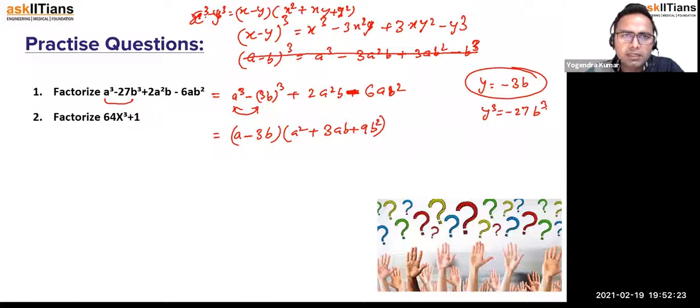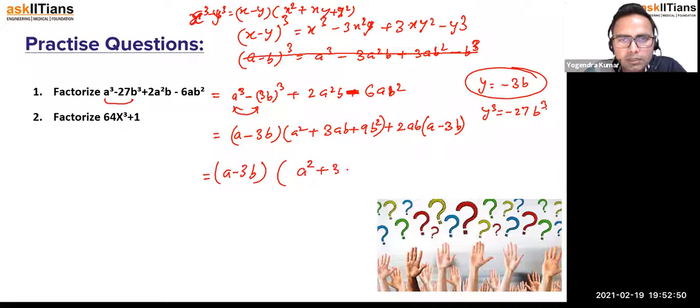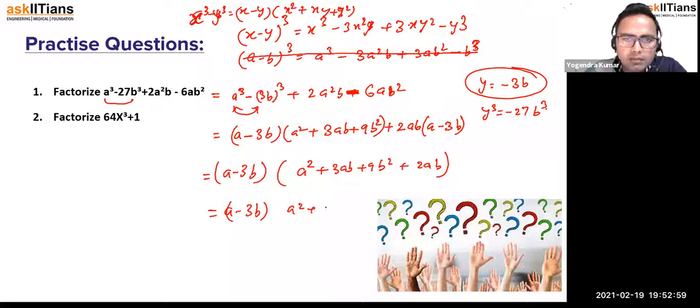I applied this identity, x cube minus y cube. What are the other terms we are left with? Let's see what we can take common here. I can take 2 common, I can take a common, I can take b common. So let's take that, a minus what I am left with, 3b. Very good. So what we got, a minus 3b is common. And what else are we left with? a square plus 3ab plus 9b square plus 2ab here. So a minus 3b and a square plus how many? 5ab plus 9b square. We got this, right?